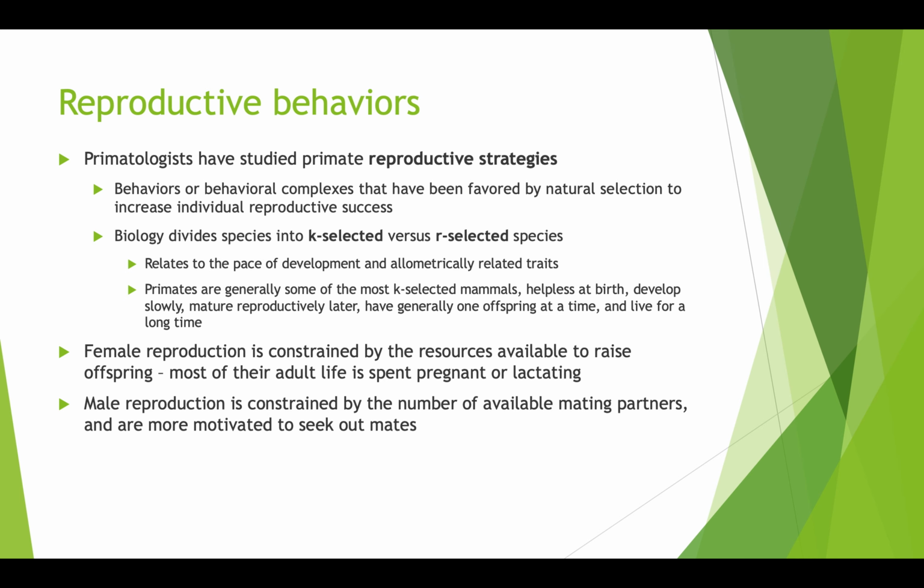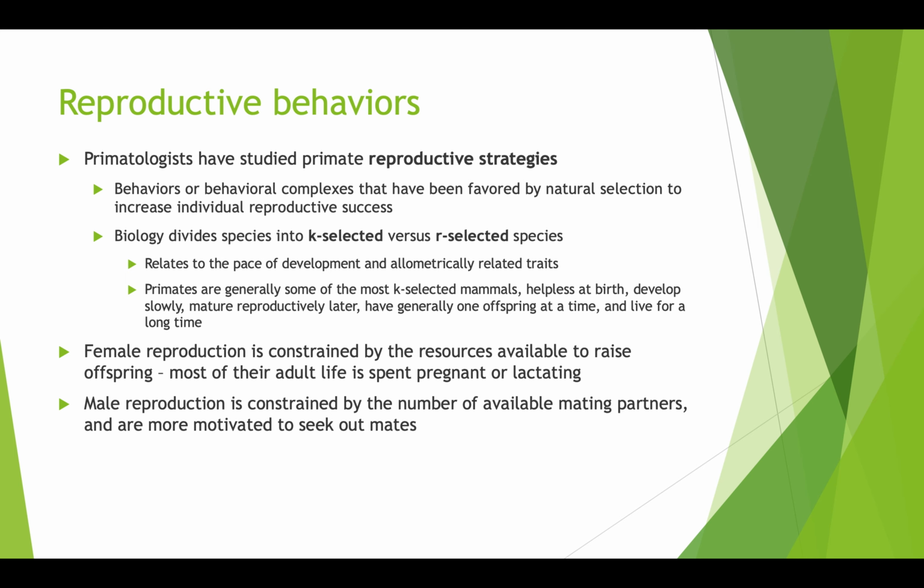Primatologists have also been interested in what we call reproductive strategies. These are behaviors or behavioral accomplices that have been favored by natural selection to increase individual reproductive success. As we were talking about earlier with allometry and how it correlates with life history features, biology has typically stratified animals into what we call R selected and K selected species.